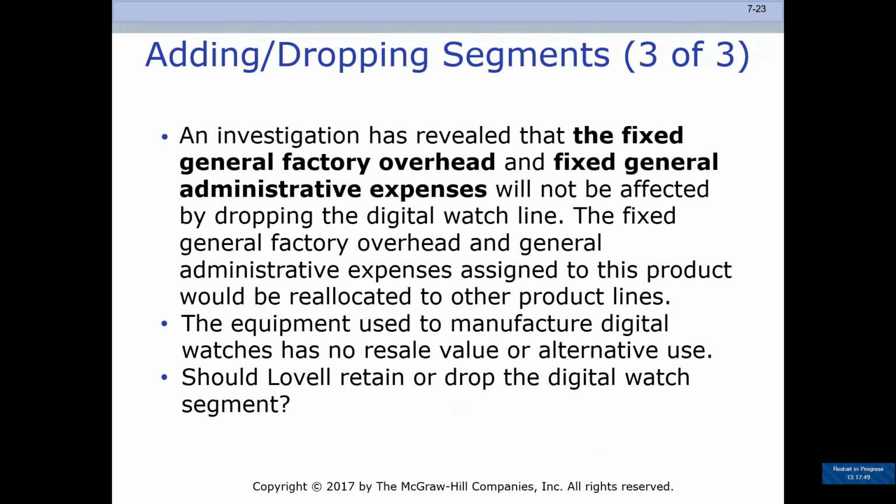Ooh, they conducted an investigation. An investigation has revealed that the fixed general factory overhead and fixed general administrative expenses will not be affected by dropping the digital watch line. So they'd have those either way. The fixed general factory overhead and general administrative expenses assigned to this product would be reallocated to other product lines. So in other words, they would still have to incur those costs even if they got rid of the digital watches. The equipment used to manufacture digital watches has no resale value or alternative use. So they can't sell it and get some kind of cash flow coming in.